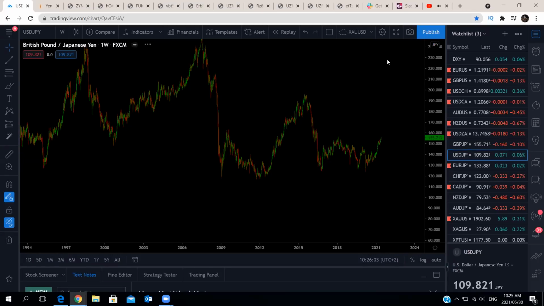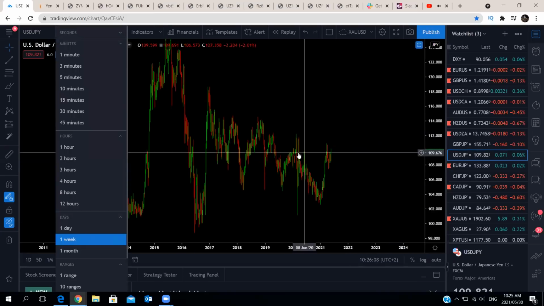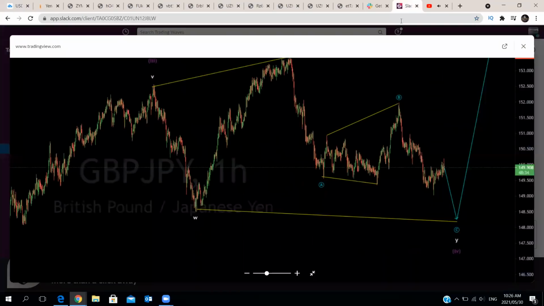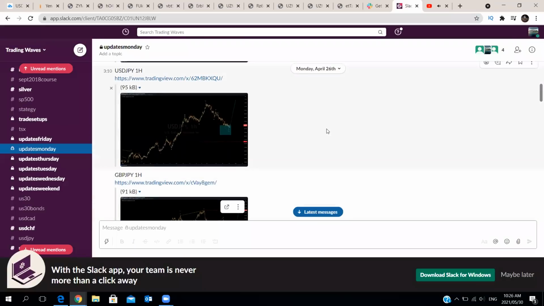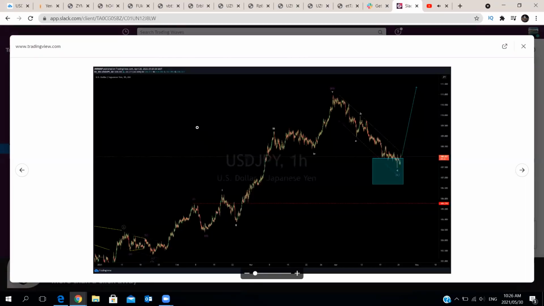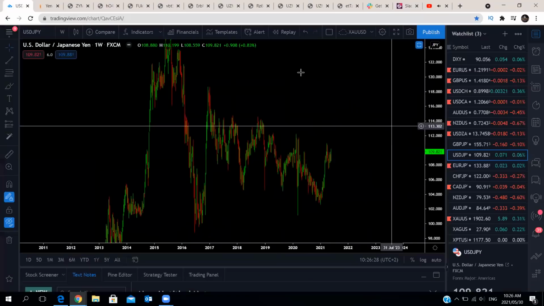US dollar yen, let's have a look here back on the daily chart, but I'll show you on the weekly as well. Let me just check here. Let's go back to US dollar yen. Look at the forecast from the blue box a couple of days ago. That is 26th of April. We looked for this to reverse from the blue box. You'll all remember that. So where was that blue box?